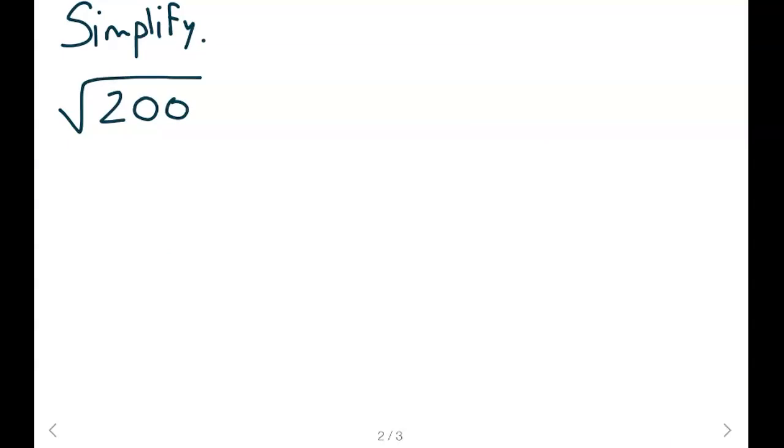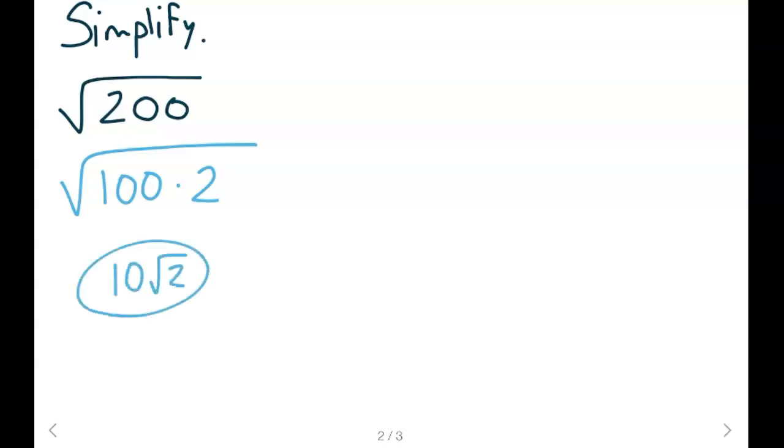This one in particular, I would say, is a lot easier if you think about your perfect squares. 100 is a perfect square. 100 times 2 gives us 200. The square root of 100 is 10. That's going to be quite a bit quicker than doing a factor tree, but we'll run through that anyways.